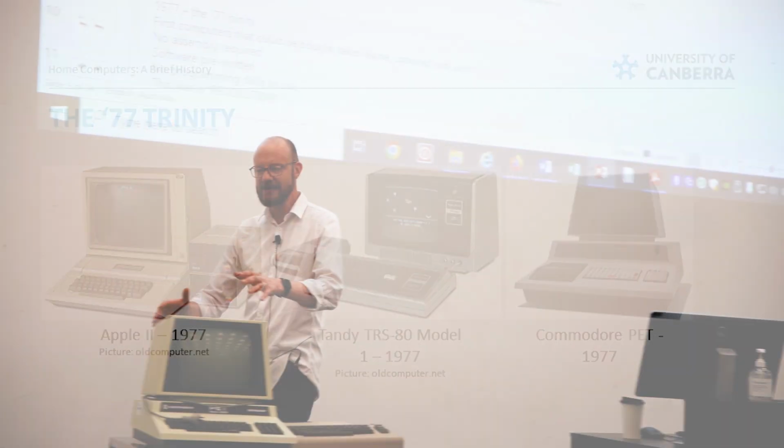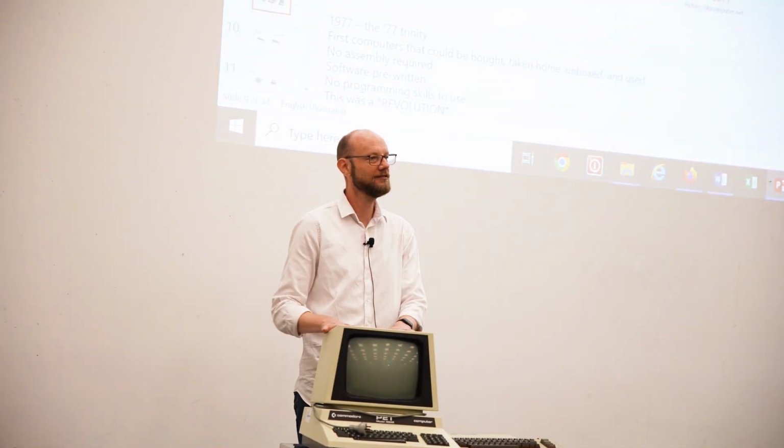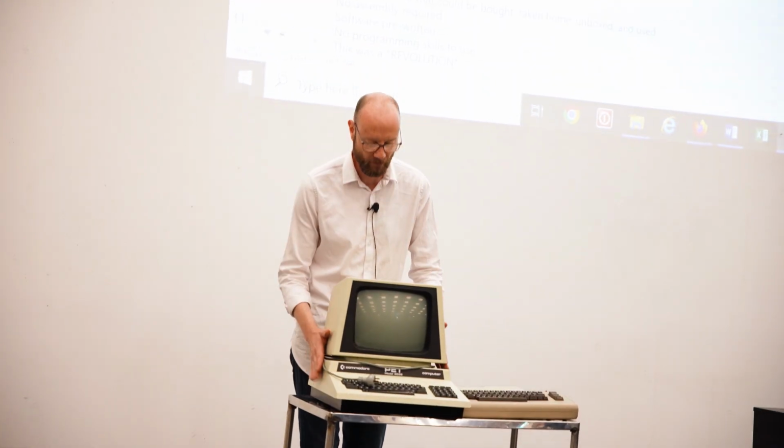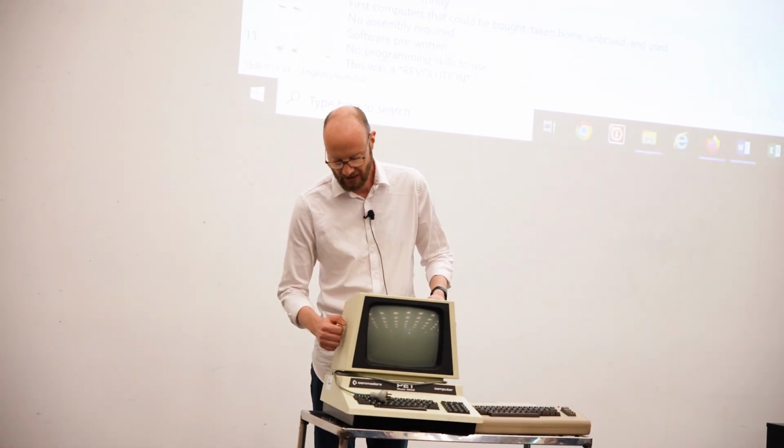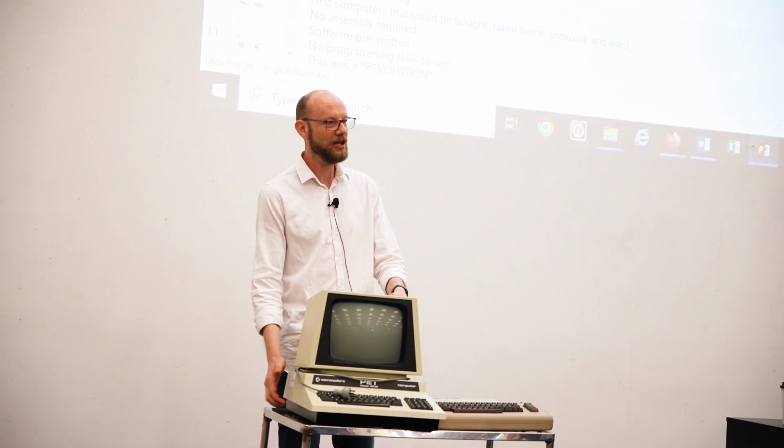This here is a Commodore PET. I love this machine. I don't know why. I just love the form factor and the way it looks. And some of it's plastic, but a lot of it's a big metal chunky thing.